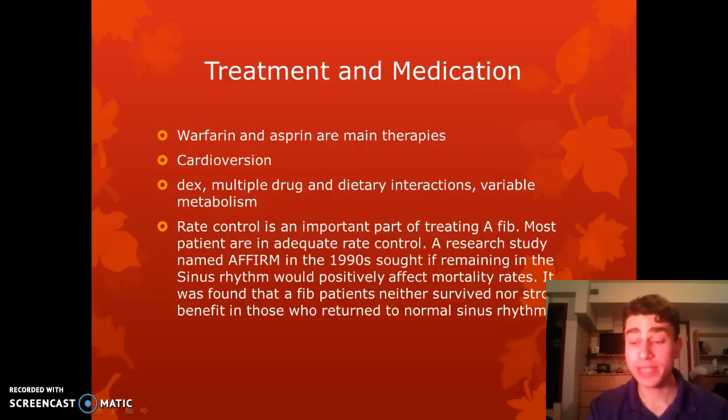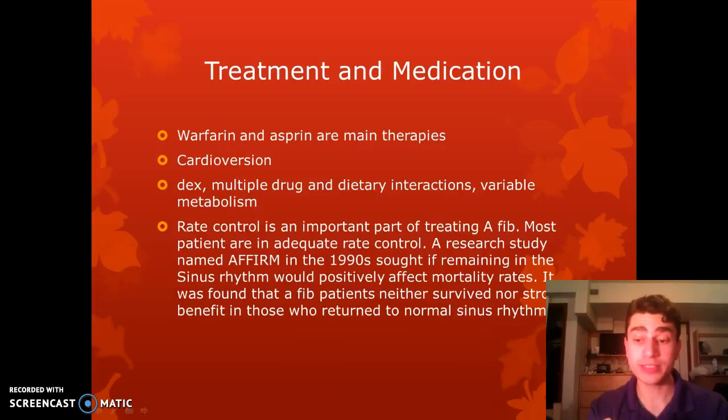So looking at treatment and medication, primarily your treatment for AFib is going to be drugs that essentially thin the blood. We're looking at warfarin and aspirin as our main therapies. We find that warfarin is much more effective than aspirin. I believe there's a 70% higher likelihood of a decrease in possible adverse events for AFib with warfarin as opposed to aspirin.